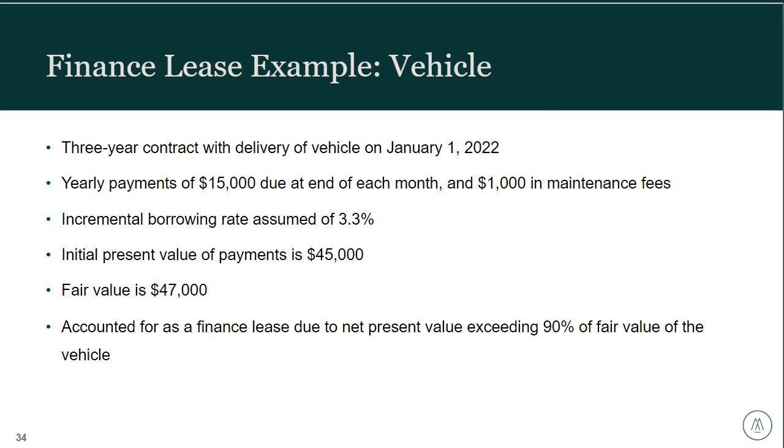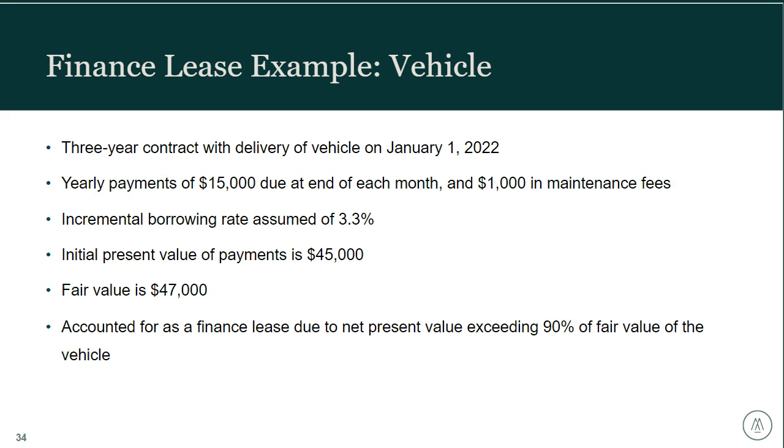So even if you apply the practical expedient, we're still in that period of needing to assess this contract. Yearly payments are $15,000 at the end of each month and $1,000 in maintenance fees. You're going to assume that your incremental borrowing rate is 3.3%. Initial present value of those payments is $45,000 with fair value at $47,000. And it is accounted for as a finance lease due to the net present value exceeding 90% of the fair value of the vehicle. So that's what gets us in.